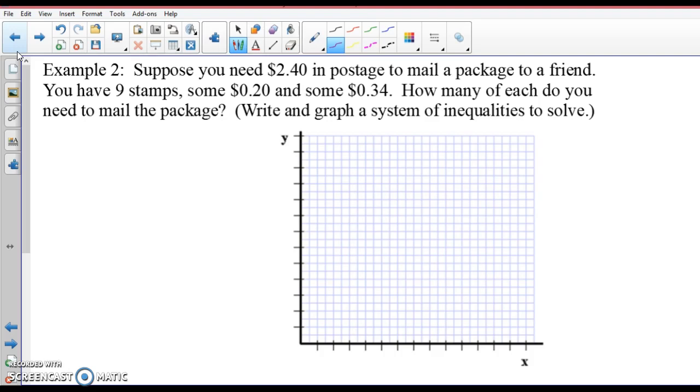So, just put it in here. Just put it right on top of that box.